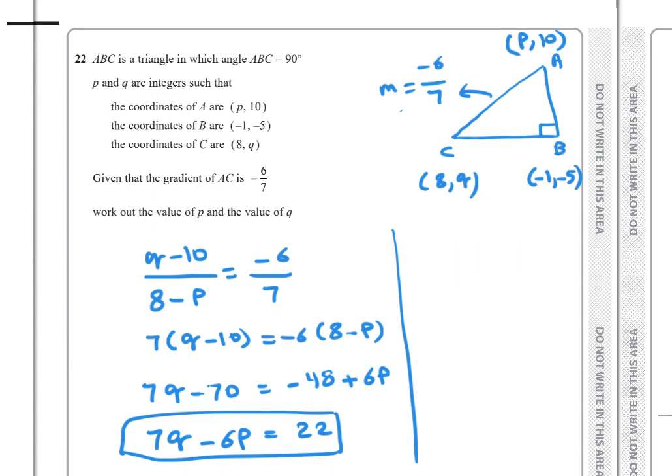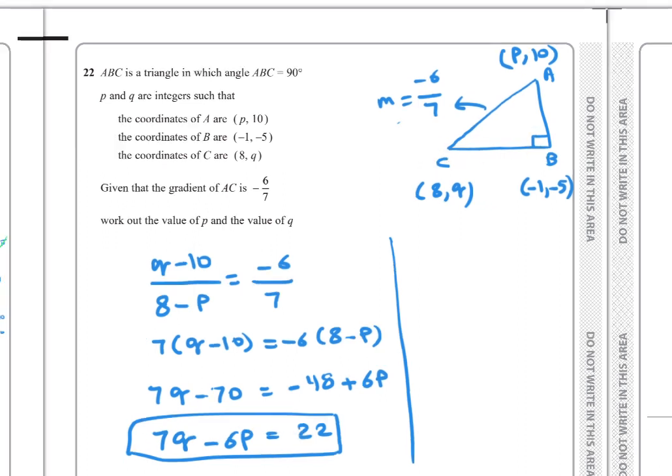We know that this angle is 90, so the gradient of AB times the gradient of BC equals -1. Or the gradient of AB is the negative reciprocal of the gradient of BC. Now the gradient of AB equals y minus y, so 10 minus -5, over B minus -1. So 15 over B plus 1.